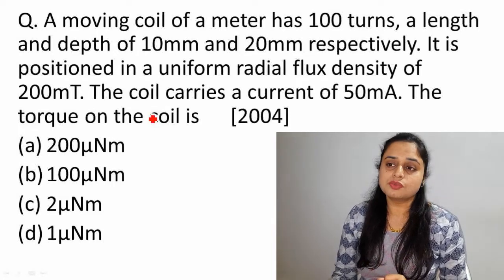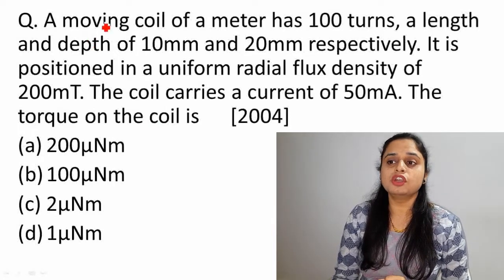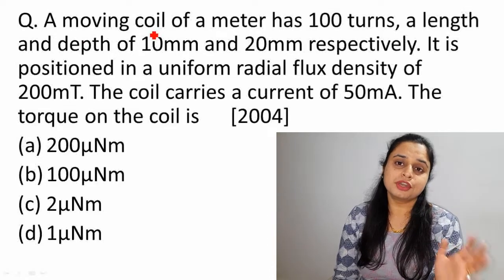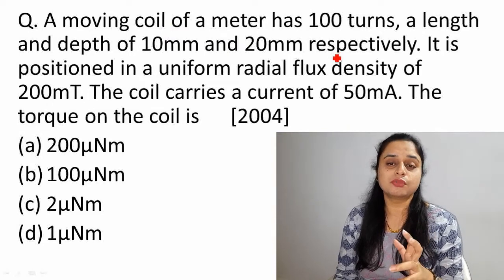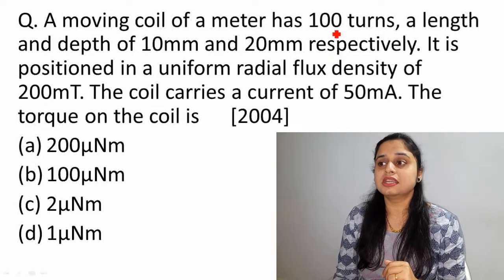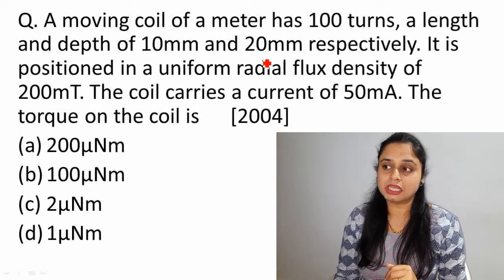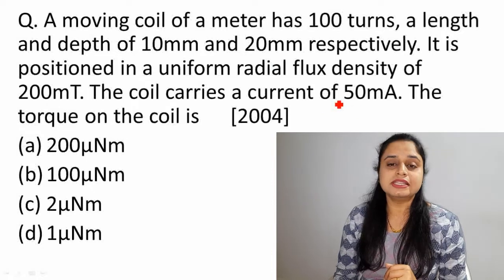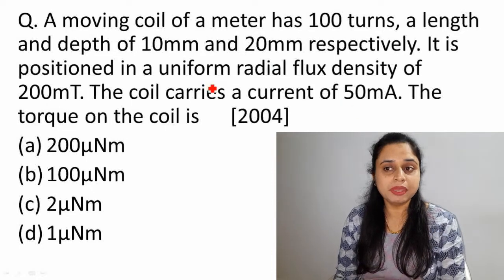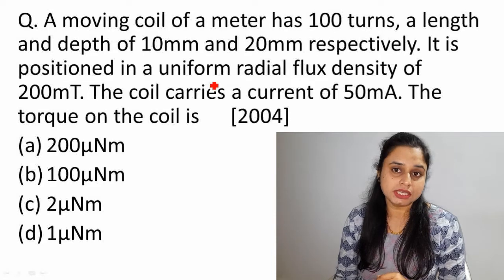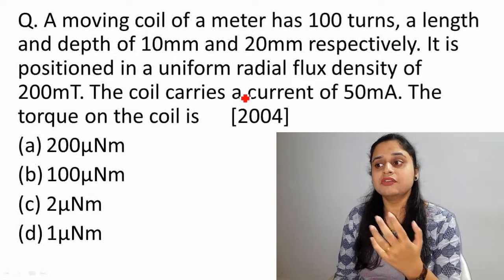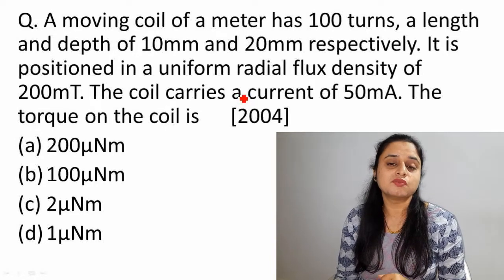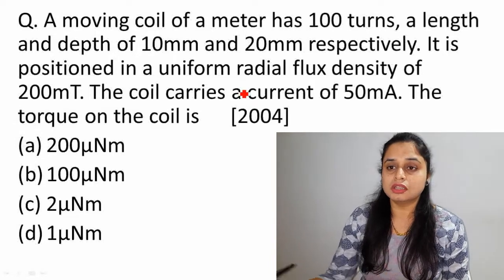So what is given in this numerical? That is the moving coil. What do you mean by moving coil? That is nothing but the permanent magnet moving coil. For that, turns are given, that is the number of turns which is denoted by N, that is given as 100. Length and depth is given 10 mm and 20 mm. And flux density is given. Flux density is denoted by B, which is given as 200 millitesla. And it carries a current. Current is denoted by I, which is given as 50 milliamperes. And what is asked? That is the torque on the coil.